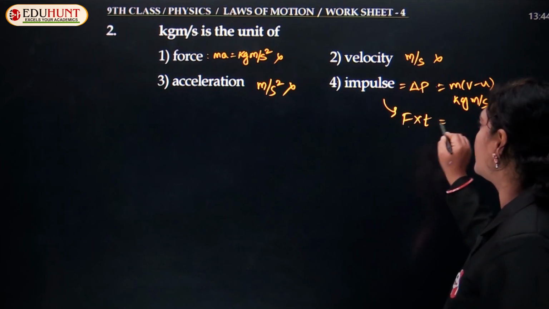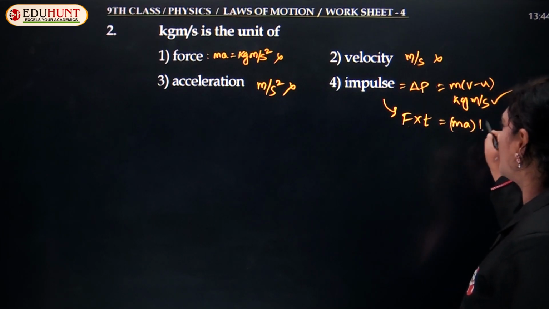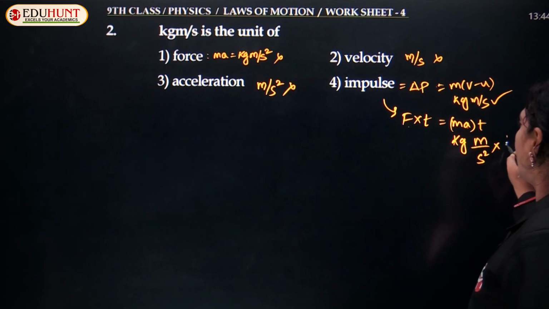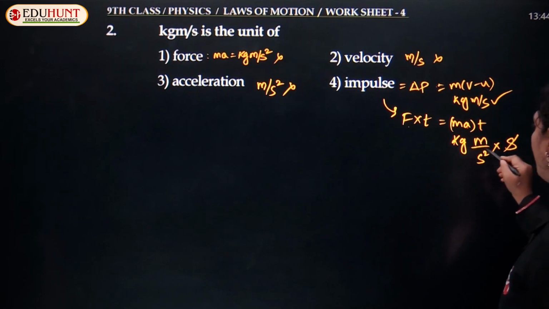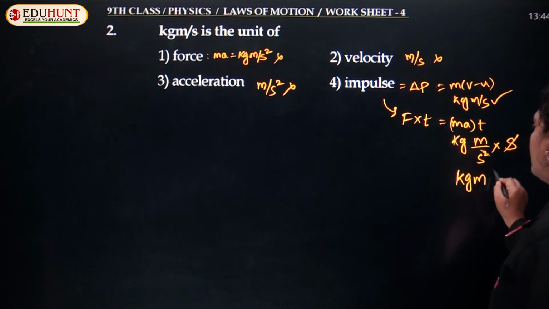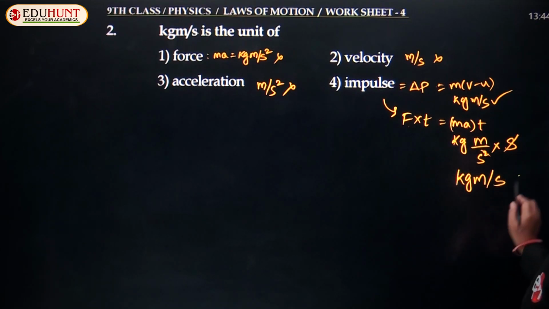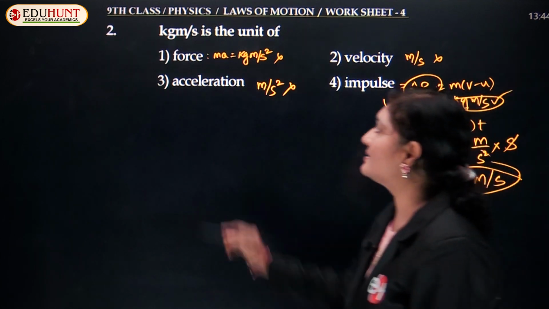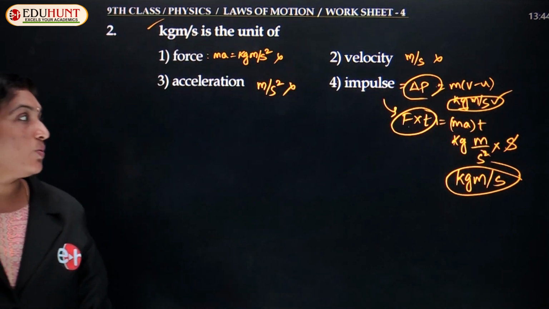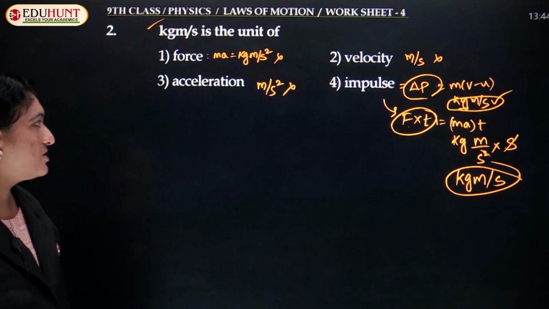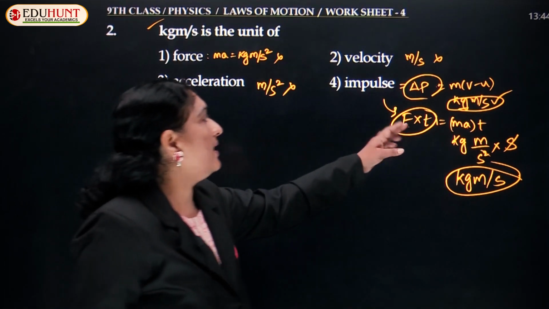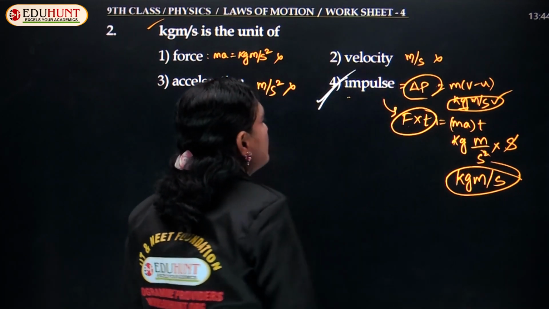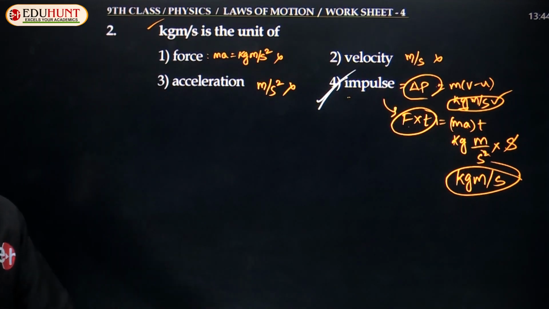The unit of force is nothing but mass into acceleration, into time. Mass is measured in kg, acceleration in meter per second square, time in seconds, and the seconds cancel. So you are left with kg meter per second. Whether you go with this formula or this formula, you get the result as kg meter per second. So which among them is the true answer, children? Kg meter per second is the unit of impulse. So the fourth option must be true.